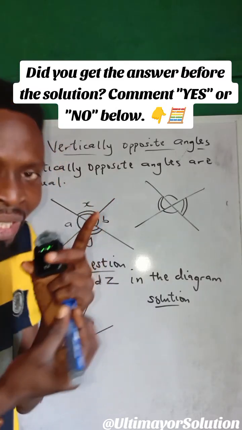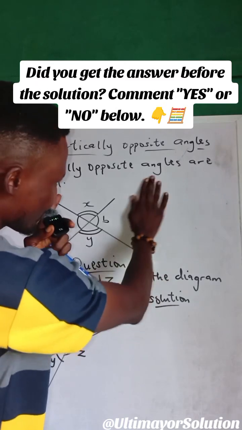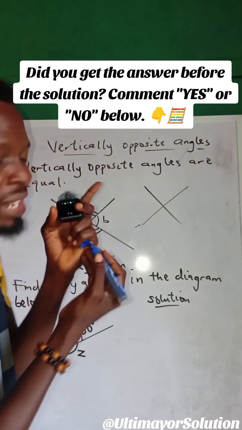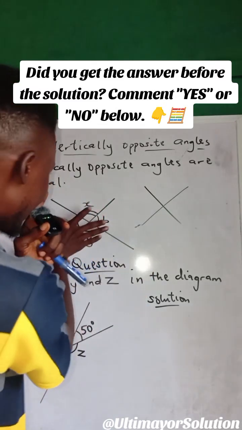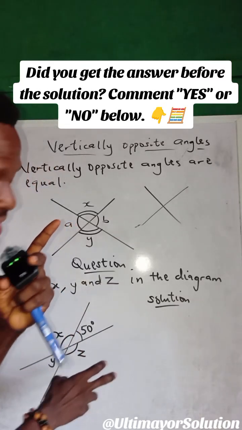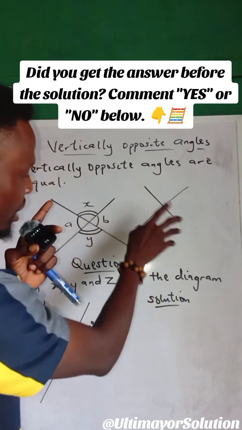Now, how will you recognize vertically opposite angles? Remember when we have letter X. So this is letter X. So we can also see vertically opposite angles when you have this thing looking like letter X. Look at this diagram, it also looks like letter X. So the angle here and this angle are equal. The angle here and this angle are equal.